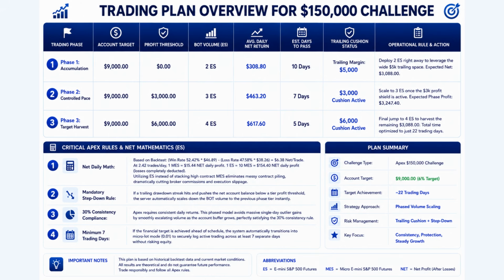Finally, in the third stage, position size increases to 4 ES contracts to complete the remaining profit target and move beyond the $9,000 objective. Based on this plan, the entire evaluation can potentially be completed within about 22 trading days. The key advantage is that position size increases only after profits have been built, allowing for faster progress while maintaining stability and risk control throughout the process.